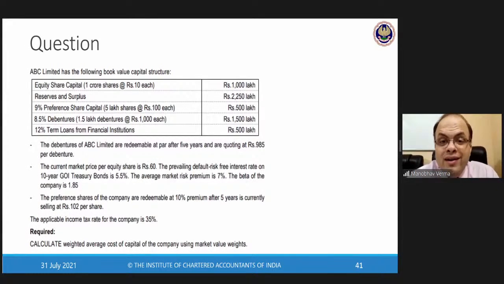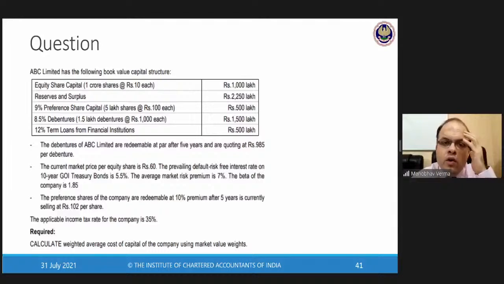Prevailing default risk-free interest rate on 10-year GOI treasury bonds is 5.5. Average market risk premium is 7%. Beta is given to you as 1.85. Preference shares are redeemable at 10% premium after 5 years, and currently they are selling at 102. And the tax rate given to us is 35%. Now, let us see what is the requirement. Of course, we need to calculate the weighted average cost, but using the market value as a weight.